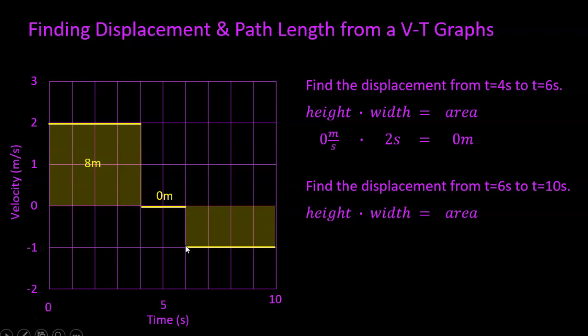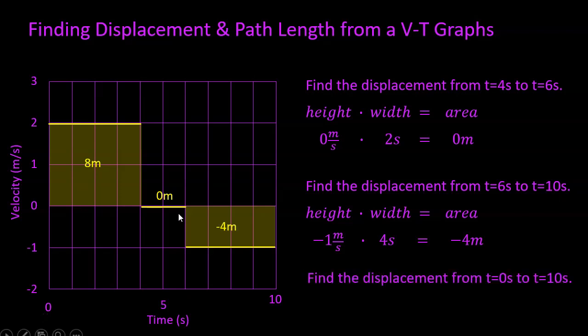So we have our height, which is -1 meters per second. And we find our width, which is 4 seconds. That would be 10 seconds minus 6 seconds. And when we multiply this, the area is -4 meters. And that means that our displacement from 6 seconds to 10 seconds would be -4 meters.